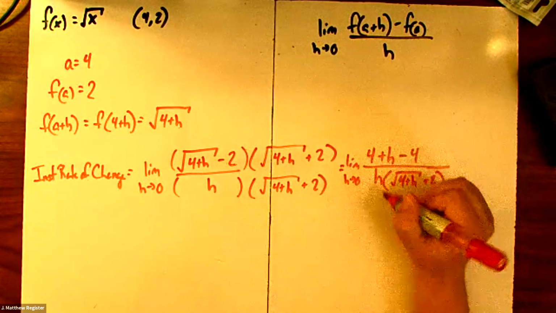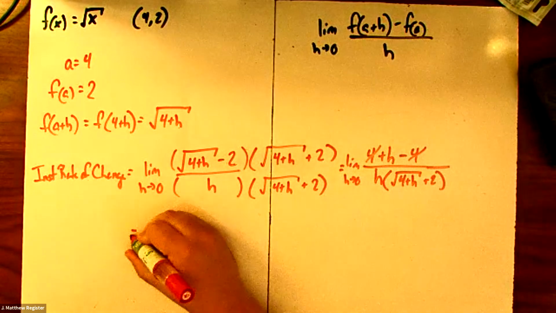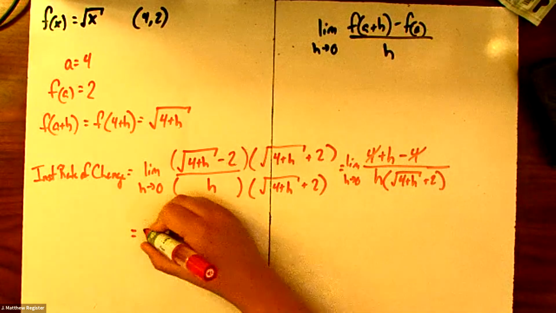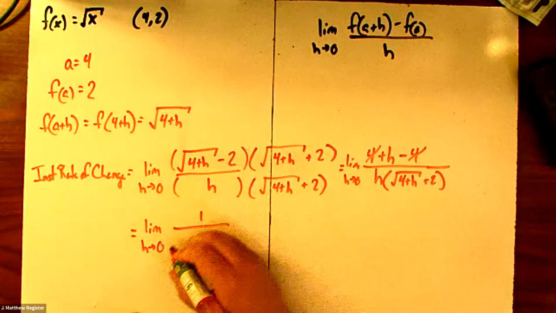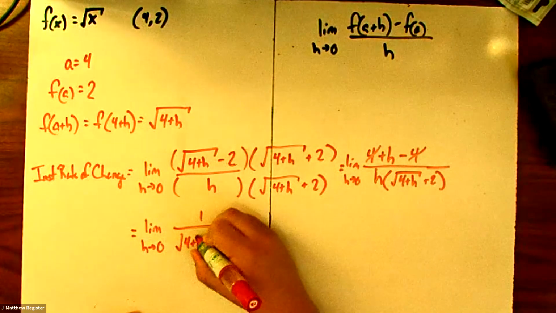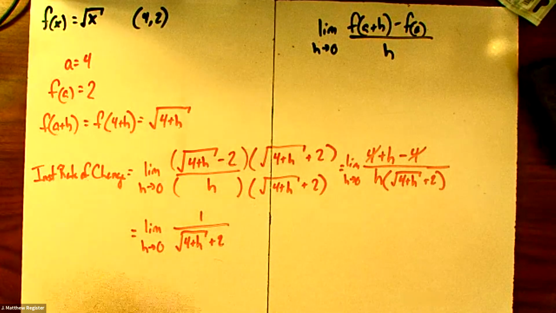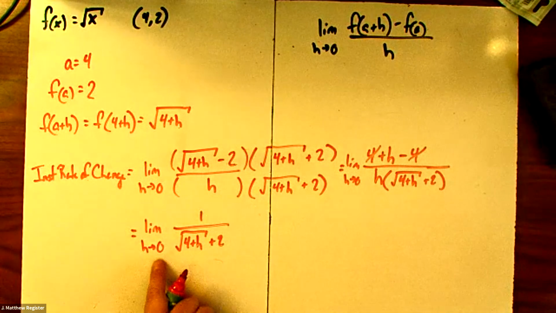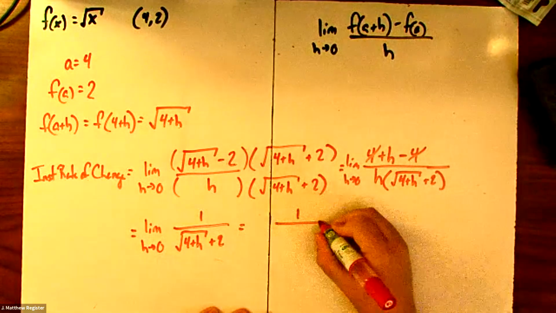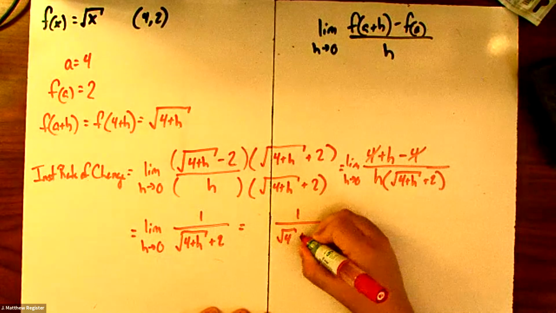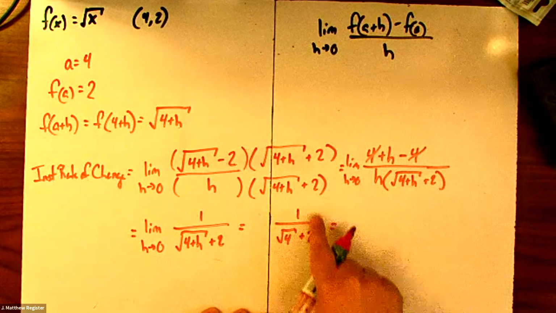And the reason we did that instead of distributing the h is because when we cancel the 4s, we'll be able to cancel those h's as well. And so we'll be able to get limit as h goes to 0 of 1 over square root of 4 plus h plus 2. And now with this, we can then plug the 0 in for h, and that will give us 1 over square root of 4 plus 2. Square root of 4 is 2, 2 plus 2 is 4. That gives us 1/4.